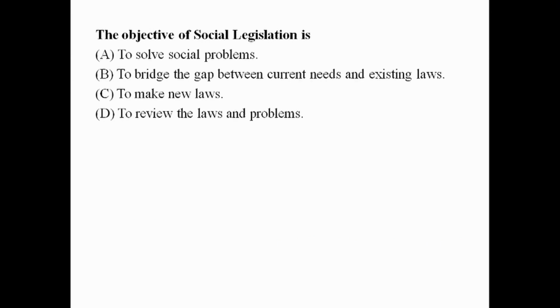Next question. The objective of social legislation is option A, to solve social problems. Option B, to bridge the gap between current needs and existing laws. Option C, to make new laws. And option D, to review the laws and problems. The question is, the objective of social legislation is? The answer is option B, that is, to bridge the gap between current needs and existing laws.